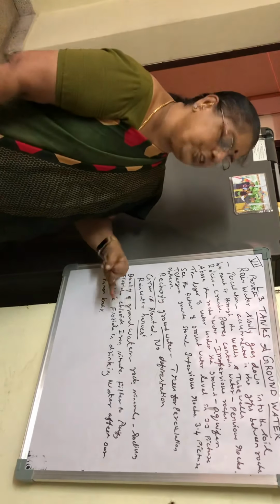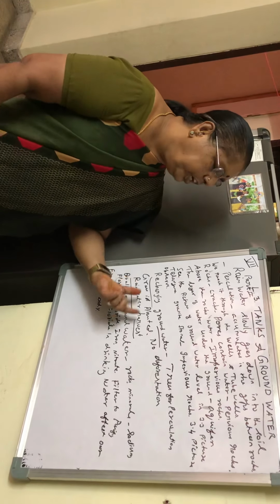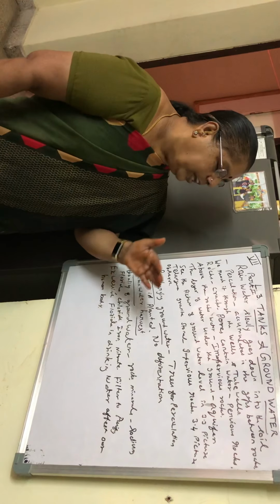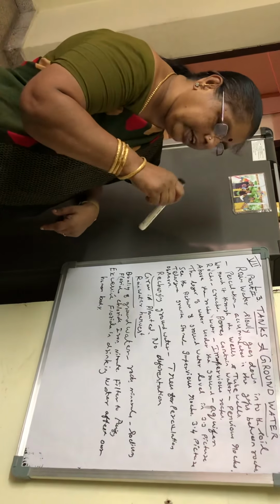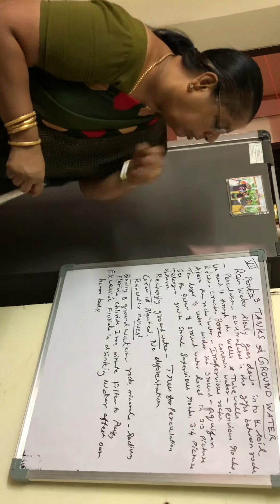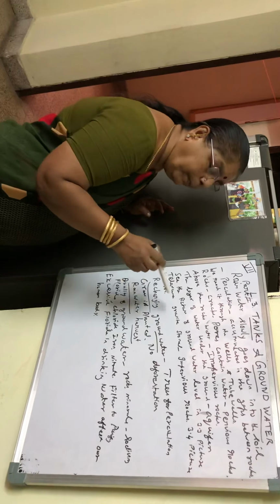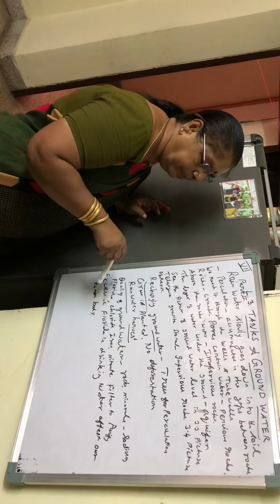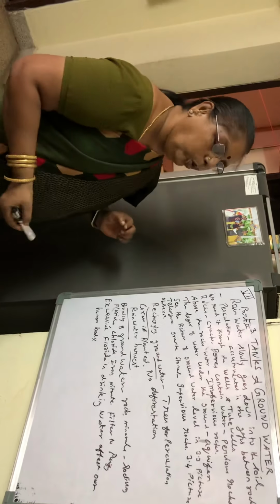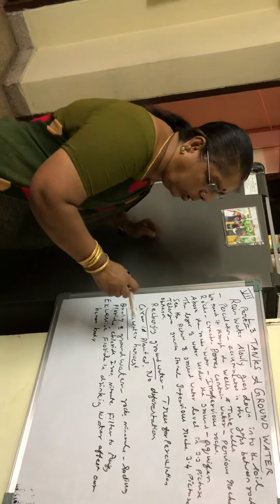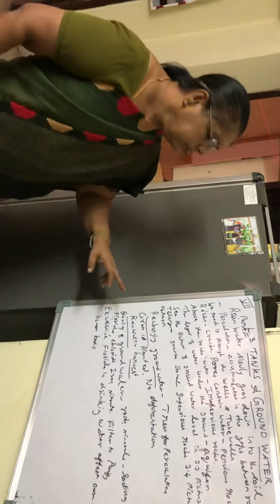Apart from that, artificially, what can we do? Rainwater harvesting. Wherever we have buildings, there is concrete, so the water won't go inside. So we can construct a water pit to save the rainwater. Through that it goes into the soil. That is called rainwater harvesting.